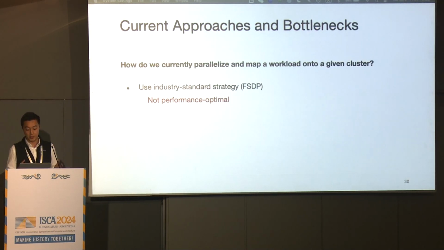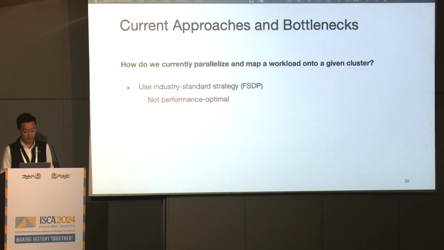So how do we actually do the mapping right now? We tend to think there are three different ways to go about it. Number one is to use an industry standard strategy such as FSDP. The drawback of this is the results you get aren't performance optimal, because you're really trying to target something in terms of feasibility.